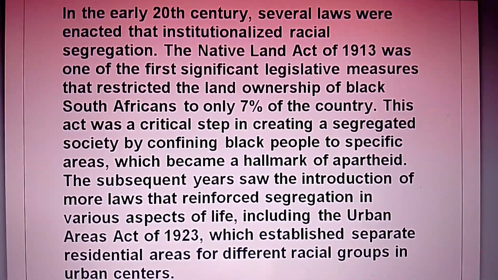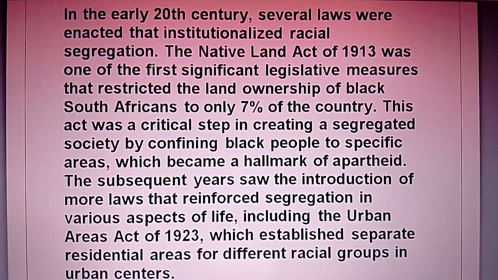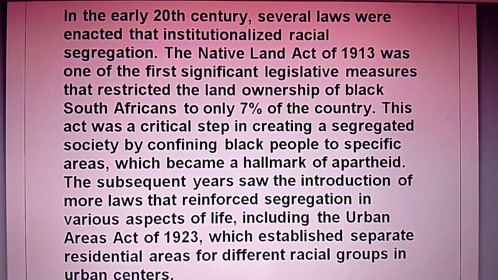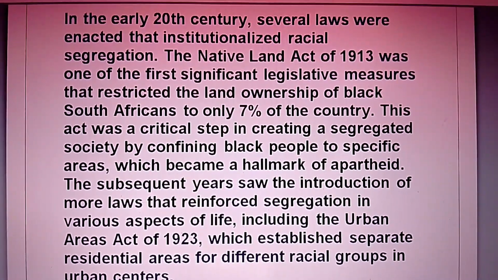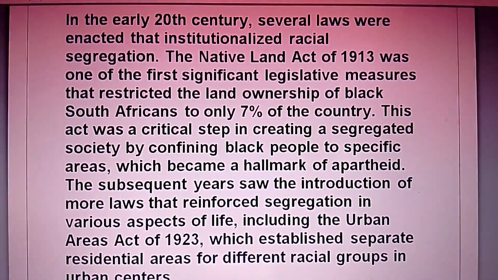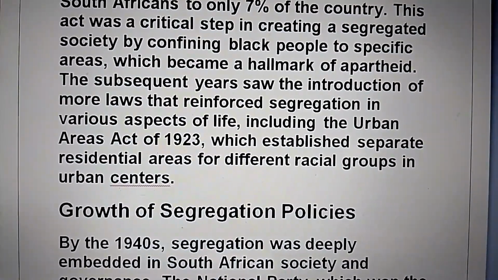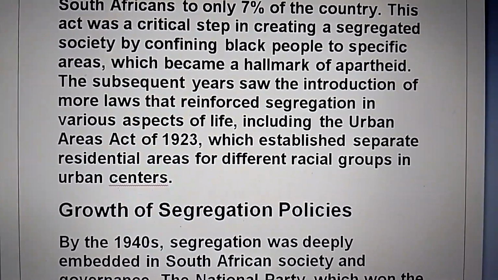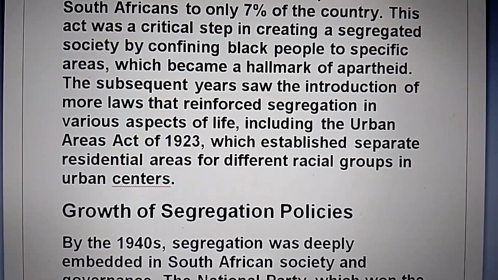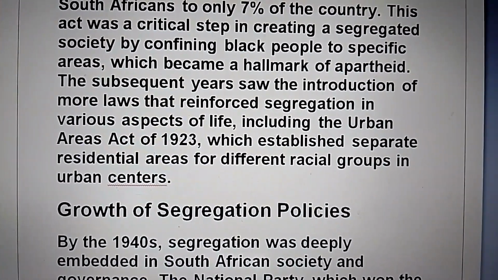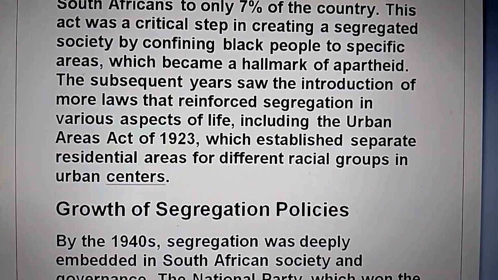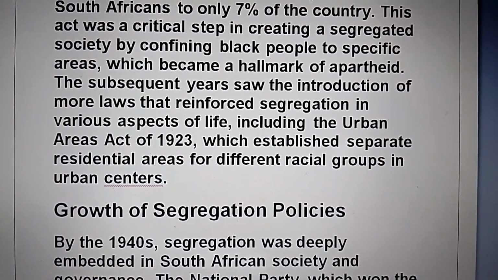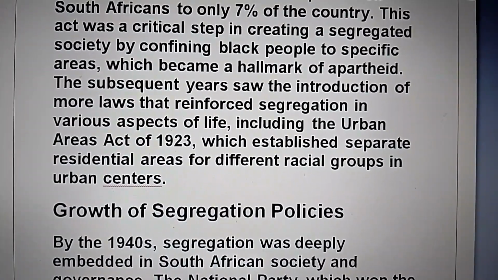This act was a critical step in creating a segregated society by confining black people to specific areas, which became a hallmark of apartheid. The subsequent years saw the introduction of more laws that reinforced segregation in various aspects of life, including the Urban Areas Act of 1923, which established separate residential areas for different racial groups in urban centers.